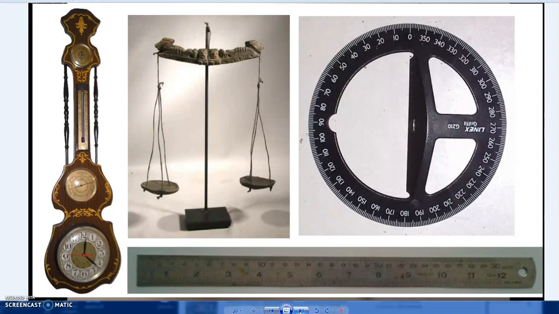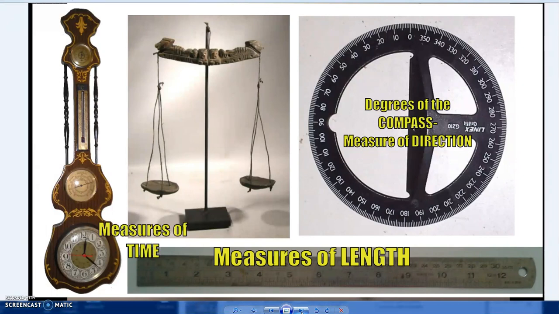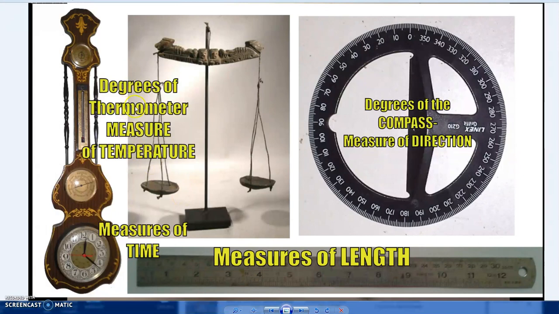And so previous ones were about dimensionality, so the degrees of the compass, which is a measure of direction, measures of length, also dimensions we went into, and measures of time was in the previous episode, but now we'll look at the thermometer and how weights and measures, degrees of the thermometer, a measure of temperature.